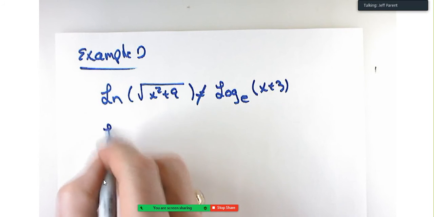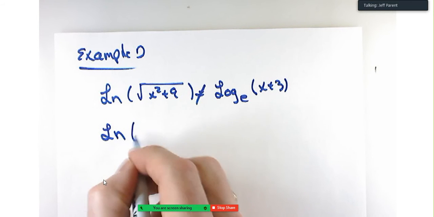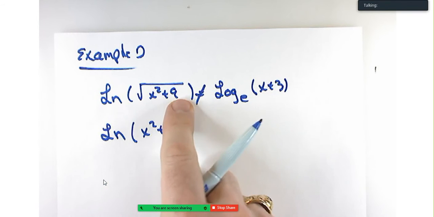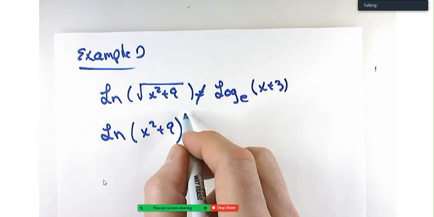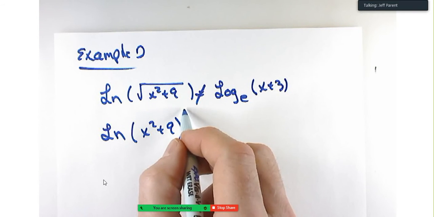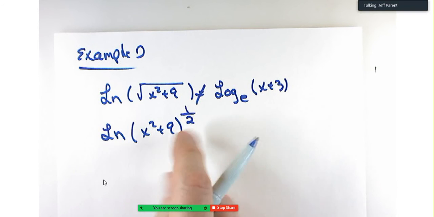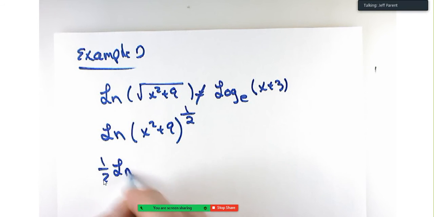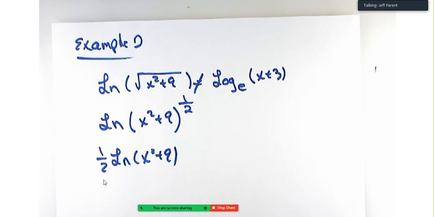Well, what you can do, and I don't have to write ln as log base e, there's no advantage to that in this problem, is write this with exponents. What exponent goes with the square root? Nope. But I appreciate the effort. 1/2. So something to the 1/2 power is a square root. Cube root is to the 1/3 power. Now the exponent comes out front. I get 1/2 ln of x squared plus 9. I'm afraid that's it. That's all you can do with that one.